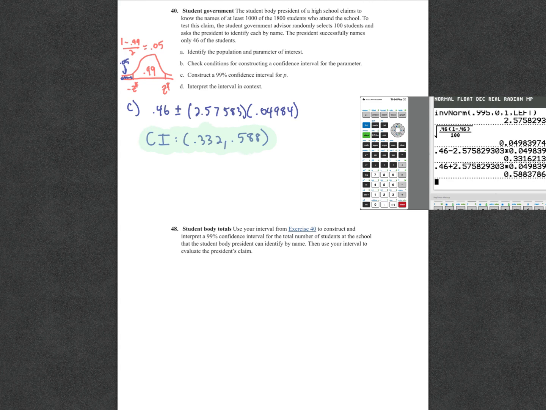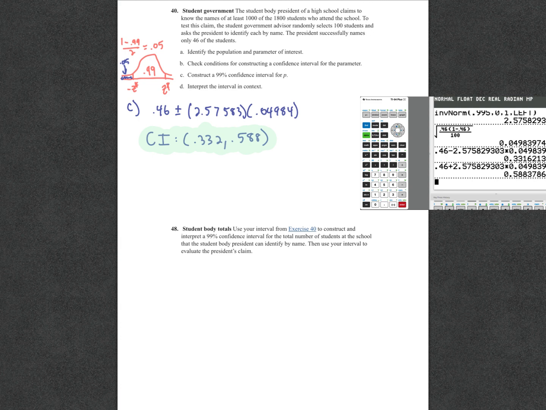And then 48, so let's do 48 now. They say use your interval that we just got from problem 40 to construct and interpret a 99% confidence interval for the total number of students at the school. Not the proportion like we just found, but the total number of students that the student body president can identify by name, and then use your interval to evaluate the president's claim. So I'm just going to find the confidence interval, and then you can read the answer for the rest.